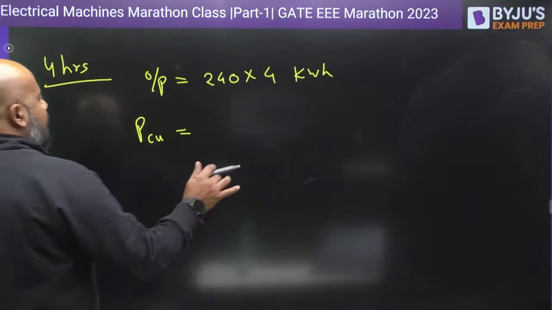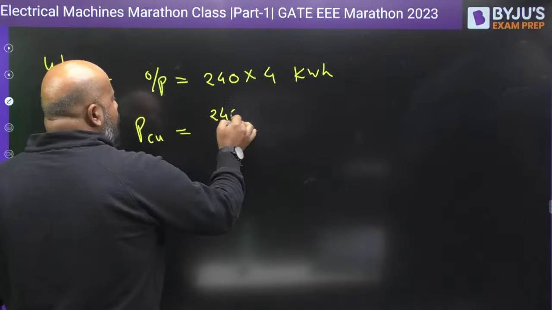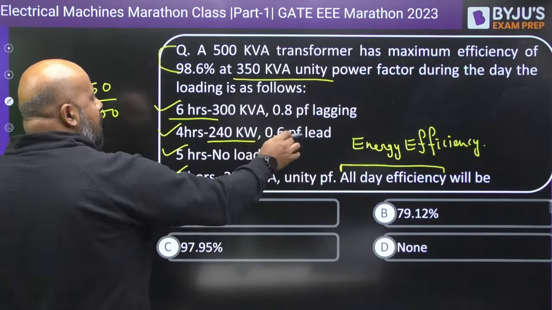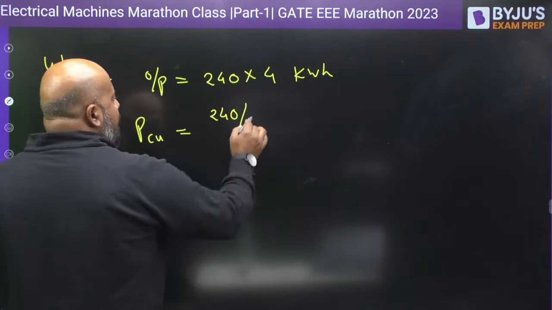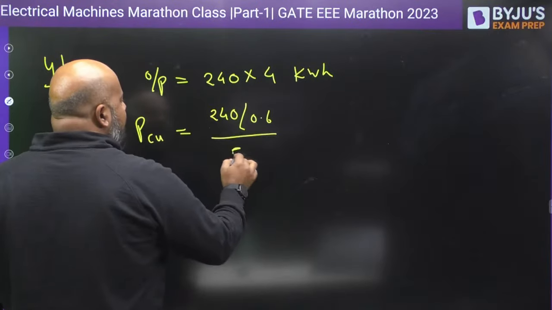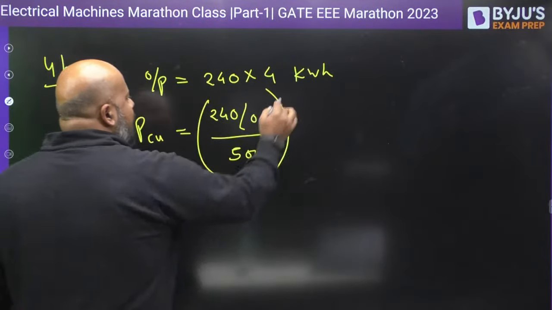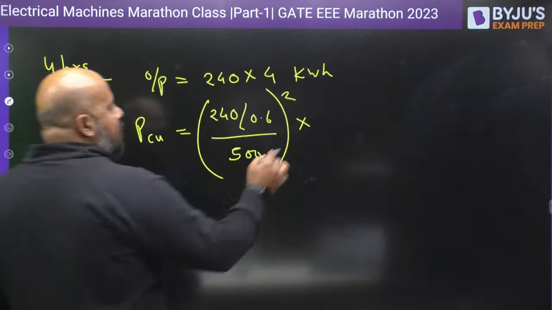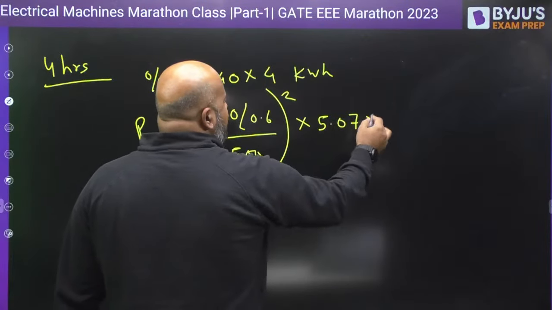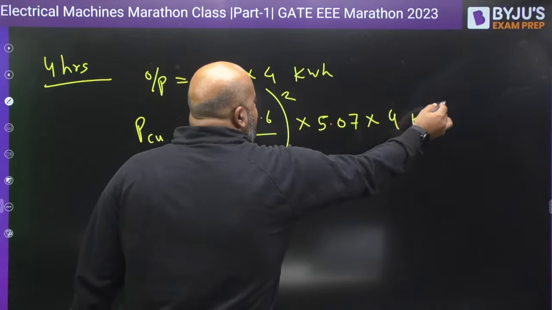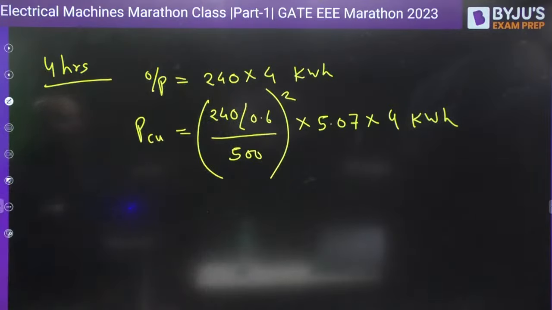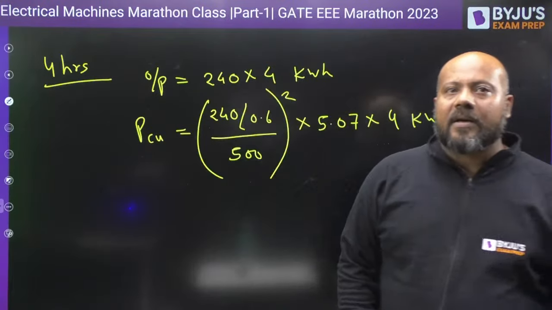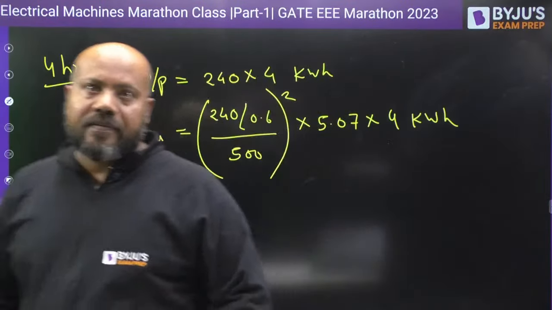If you know the concept, you can understand. It is 240 divided by the power factor 0.6, divided by 500. This is the square you have to do and multiply by full load copper loss, that is 5.07. 5.07, number of hours 4, and this is kilowatt hour. How many people are getting this? It is a very simple thing, but you may find it a little difficult in the pressure of the examination.